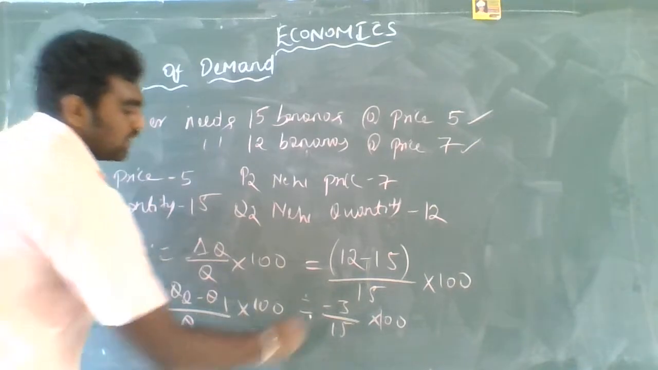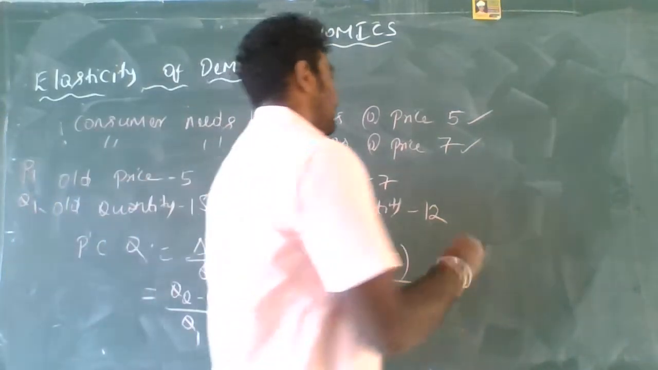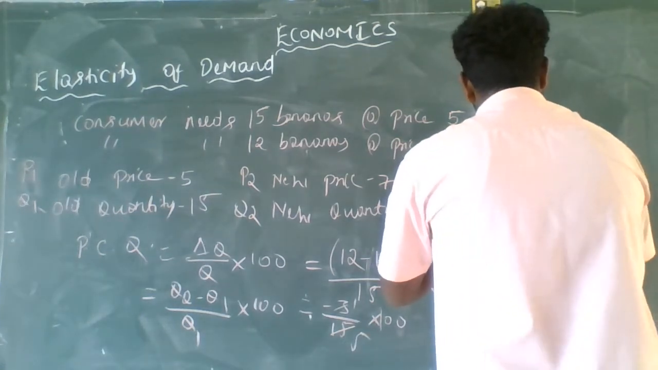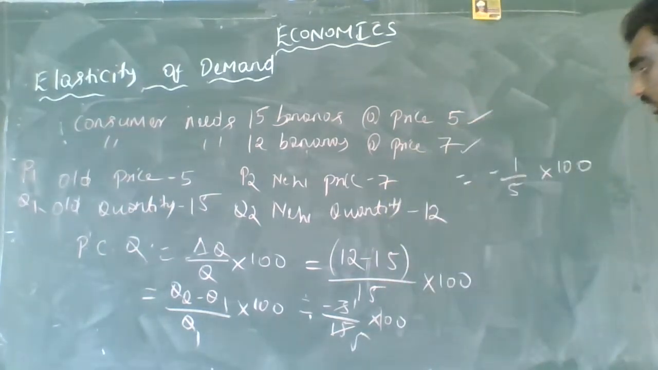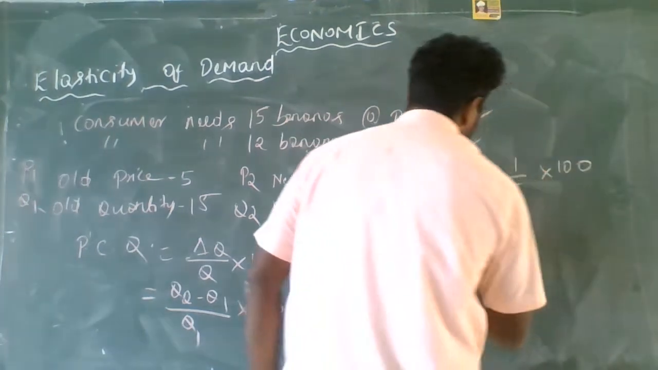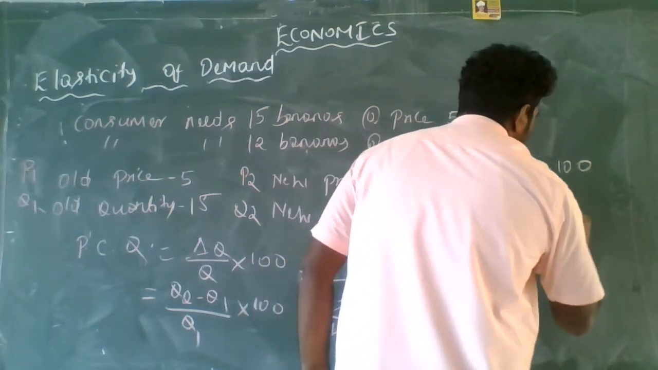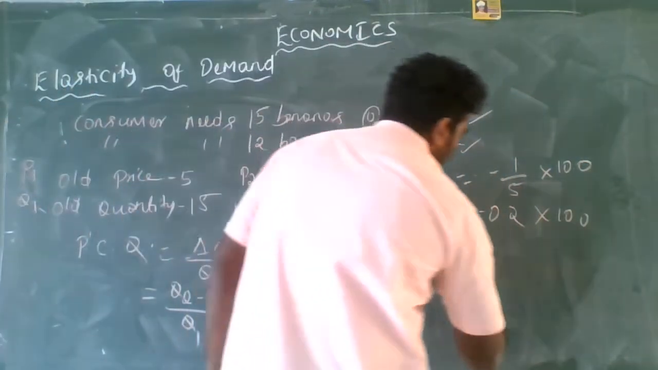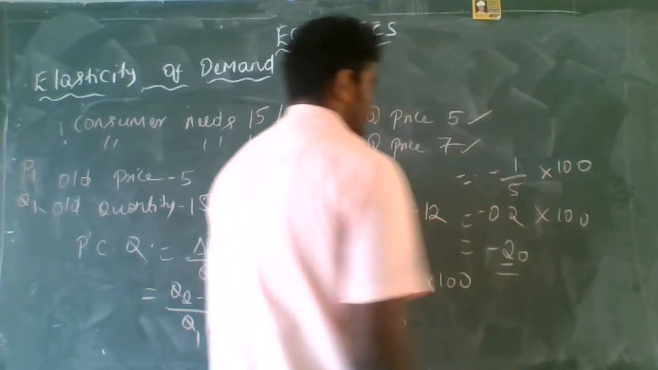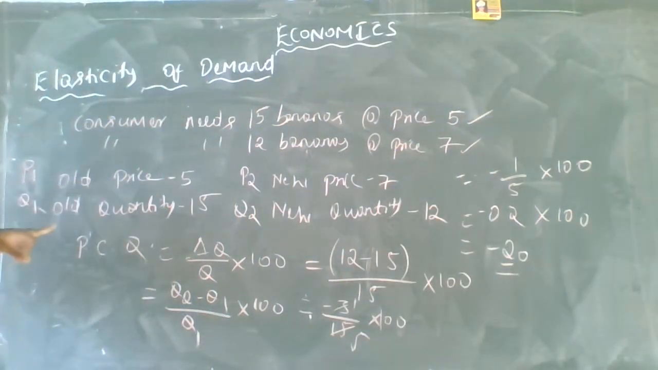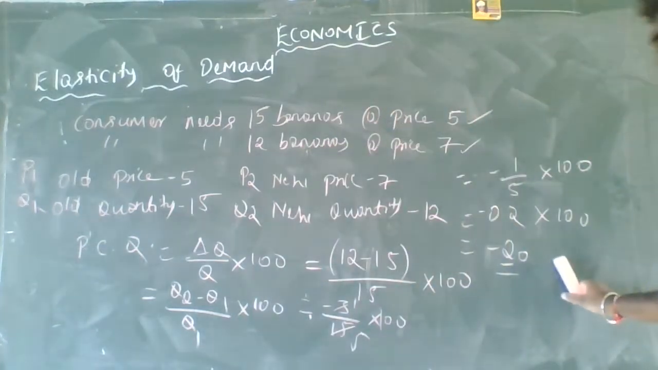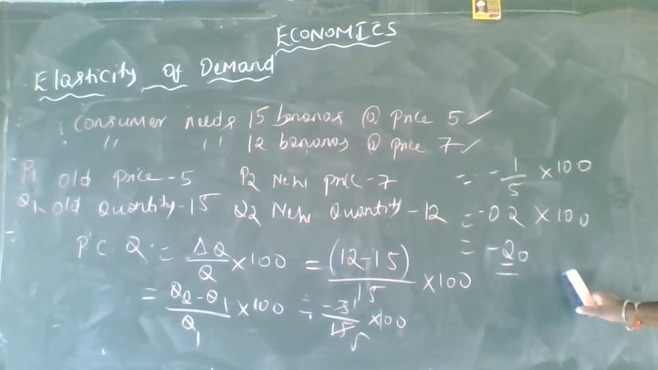Three ones are 3, three fives are 15, which is nothing but minus 1 divided by 5 into 100. So minus 1 divided by 5 is minus 0.2, into 100, which is nothing but minus 20. So with this example, we determine the percentage change in quantity. This is actually the percentage, guys: minus 20%. Please keep it in mind.